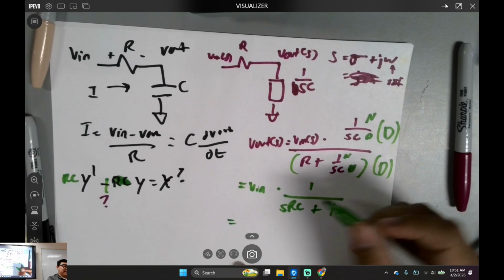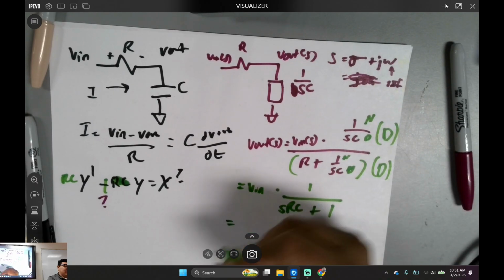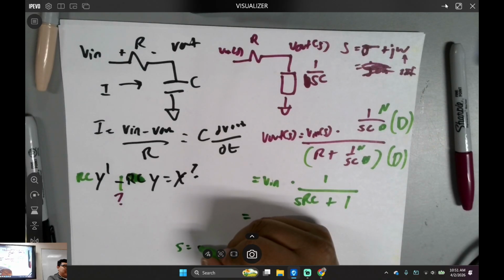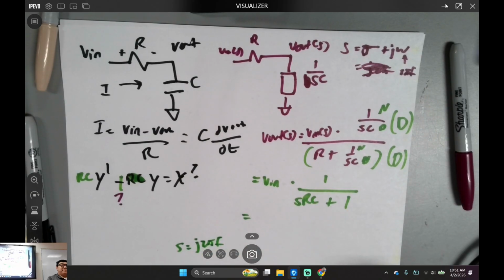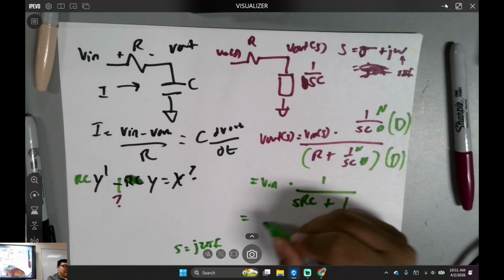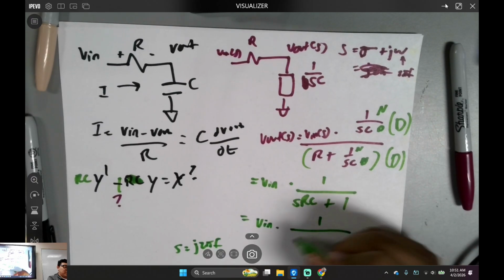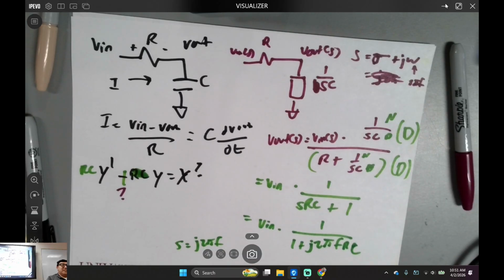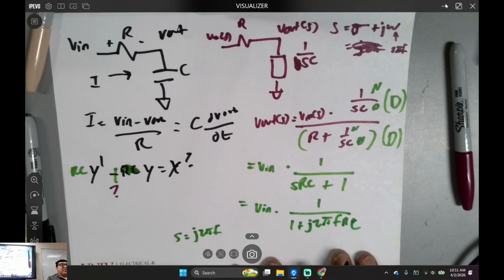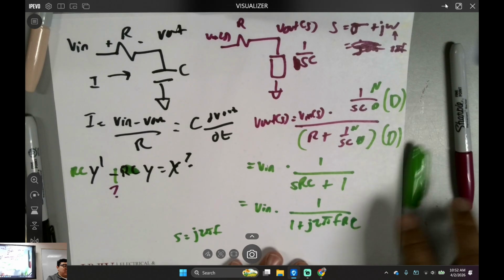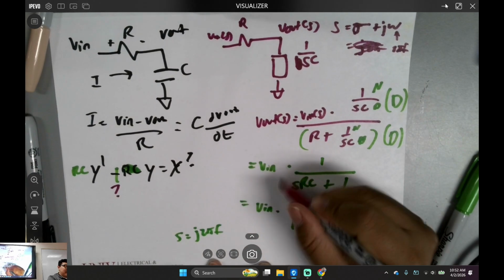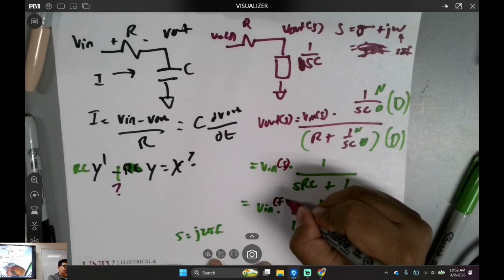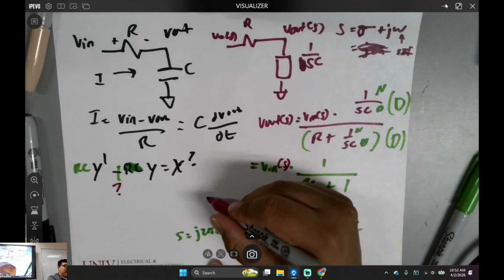Actually, better yet, let's do it a bit differently. Remember how S is equal to, well, I'm just going to make it simple for you guys: j2πf, j omega, 2πf. So Vn times 1 over 1 plus j2πf RC. Is this looking familiar to everybody? Now instead of it being in terms of S, I made it in terms of F, because I got rid of all the S's.